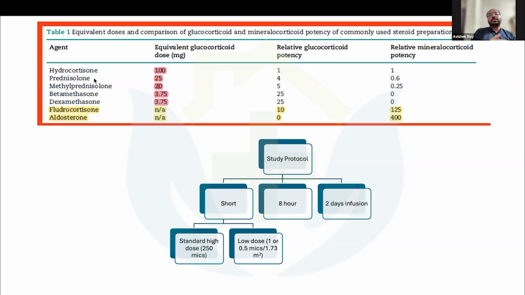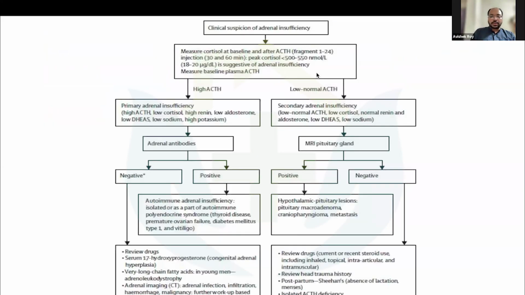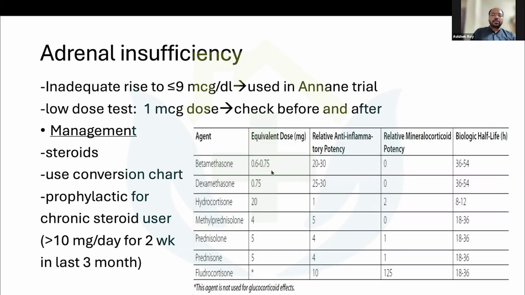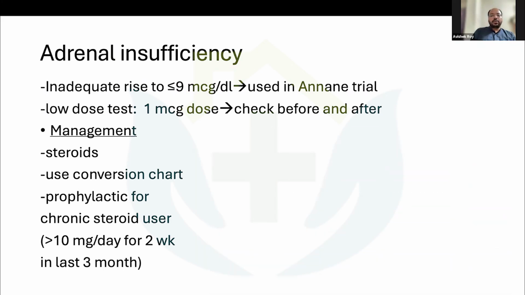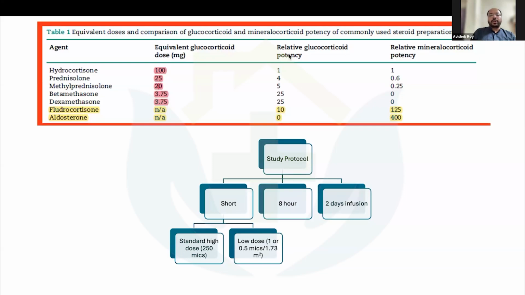So what we use, methylpred, is much less potent as compared to betamethasone, whose relative glucocorticoid potency is 25, but the dose wise is less. Dose wise it's 0.75. Let's just cross check once. Yes, the betamethasone equivalent dose 0.75 is hydrocortisone 20. So I'll break it down based on glucocorticoid potency. Hydrocortisone glucocorticoid potency is 1, methylprednisolone is 5, betamethasone is higher, 25, dexamethasone again equal to that, fludrocortisone is lower, 10.